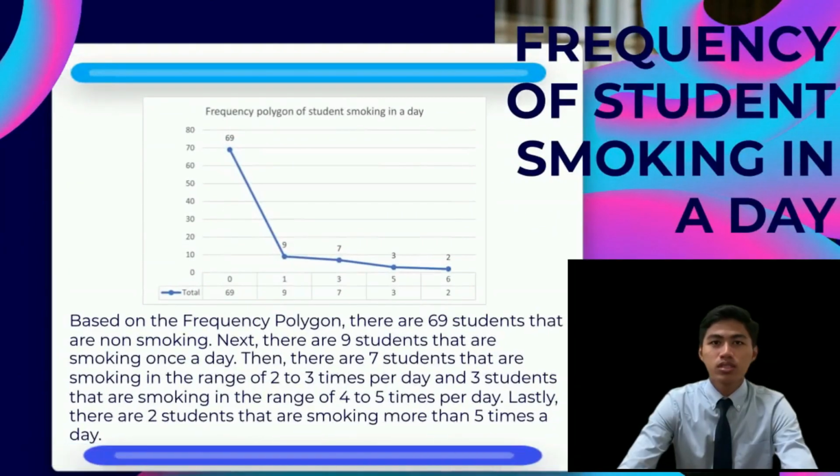Based on the frequency polygon, there are 69 students who are not smoking. Next, there are 9 students who smoke once a day. Then there are 7 students who smoke in the range of 2 to 3 times per day, and 3 students who smoke in the range of 4 to 5 times per day. Lastly, there are 2 students who smoke more than 5 times a day.